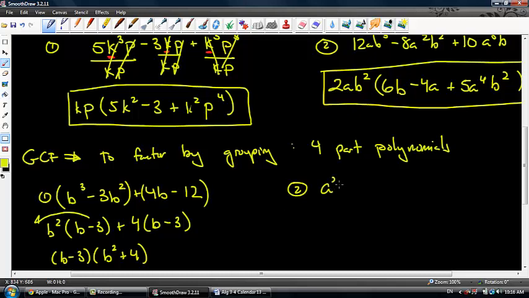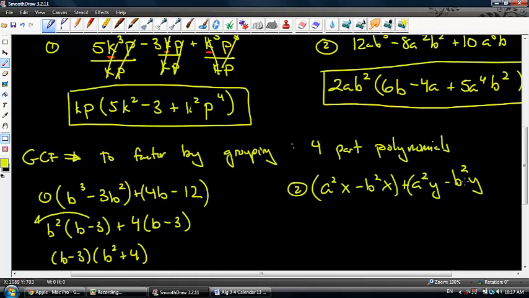Let's go a squared x squared minus b squared x squared. Sorry, not b squared x squared. B squared x. Sorry, I made a mistake in writing that example down. It's a squared x minus b squared x plus a squared y minus b squared y.